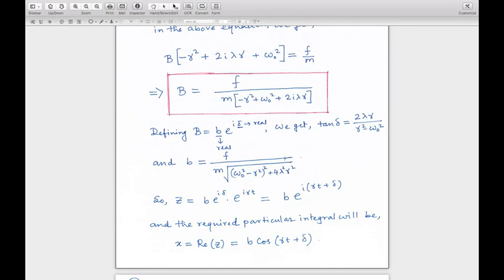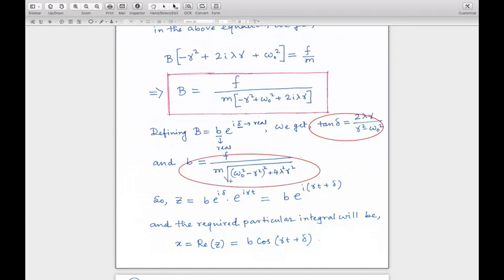So this is an exercise for you. If B can be written in this form, then delta and b will be expressed in terms of gamma, lambda, omega 0, F, m as these two. This one and this one.